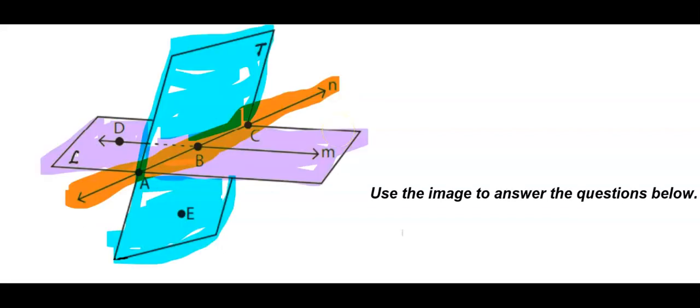With our 2 planes in this image, we have plane T, which is labeled T in blue, and plane L, which is labeled L in the purple one. Now, the intersection of those 2 planes is your line N, which is in orange.